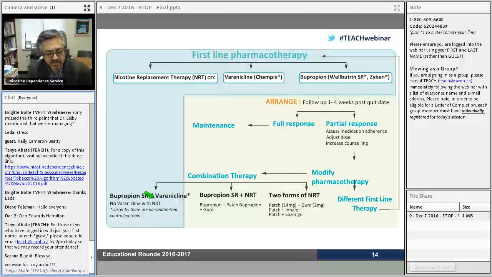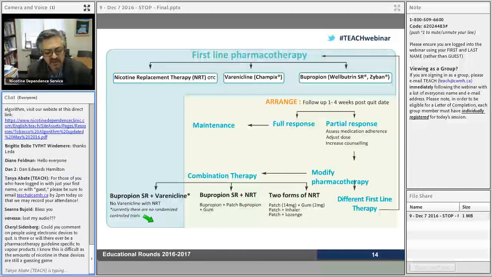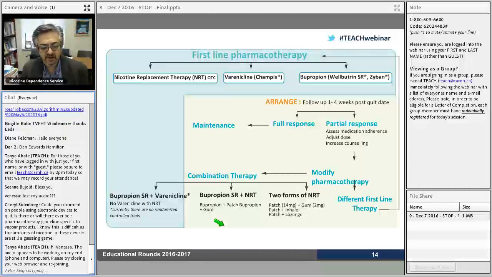Bupropion with Varenicline, Bupropion with nicotine replacement, 2 forms of NRT. And there are currently some studies, and one Cochrane analysis, that suggest that Varenicline plus NRT could work well as an addition to just Varenicline or NRT alone.